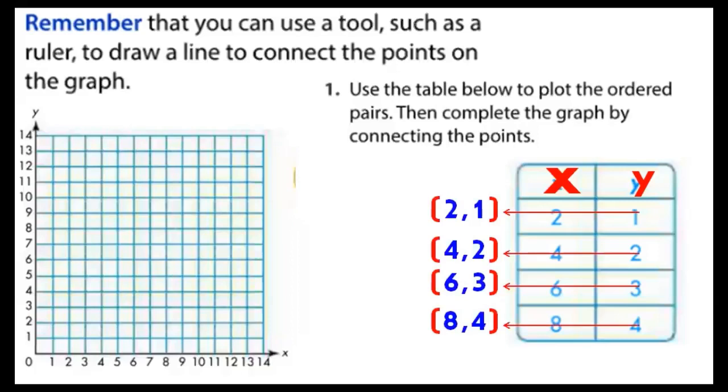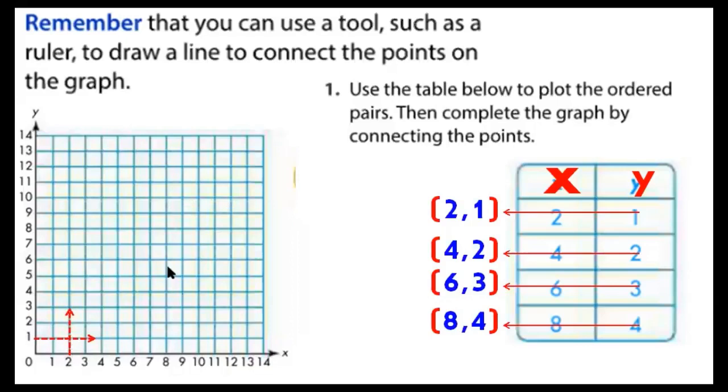Now, move to the grid and start to represent. Now, my ordered pairs are ready to be represented on the grid. The first one will be 2 and 1. Where is 2 and 1? This is 2. This is 1. 2 on X, 1 on Y. The intersection between them is this point. Okay? So the first point is the intersection between 2 and 1.